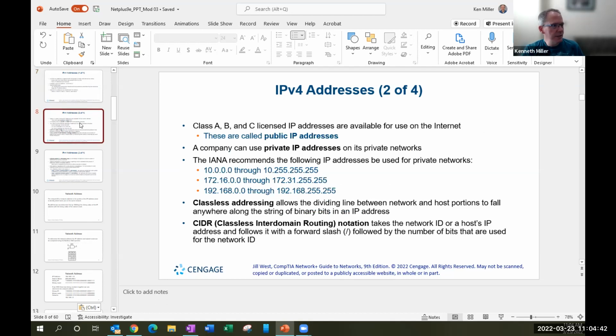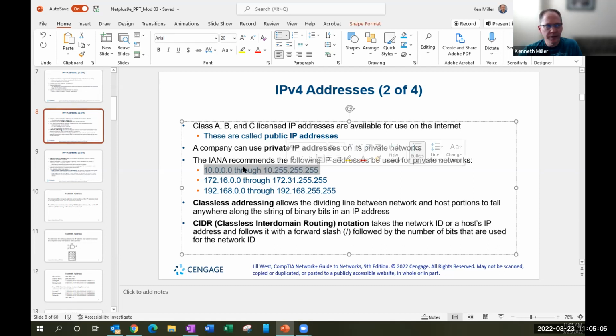All right. So within those IP addresses, we have two types of addresses, known as a public IP address or a private IP address. The public IP addresses are routable on the internet. A private IP address is not routable on the internet. The private IP address range for class A is 10.anything. Private IP address for class B is 172.16.anything through 172.31.anything. And then class C private is 192.168.anything.